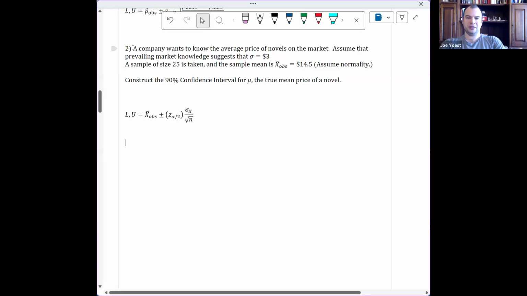Okay, so example 2 here. A company wants to know the average price of novels on the market. Assume that prevailing market knowledge suggests that sigma equals $3. The population standard deviation is $3. The company takes a sample of size 25, and the sample mean price is X bar observed equals $14.5. And we will assume normality here. Since we have a normal underlying population, even with a sample size below 30, we can still apply the results of the central limit theorem with no problem, and we can construct our confidence interval. Our goal is to construct the 90% confidence interval for mu, the mean price of a novel.